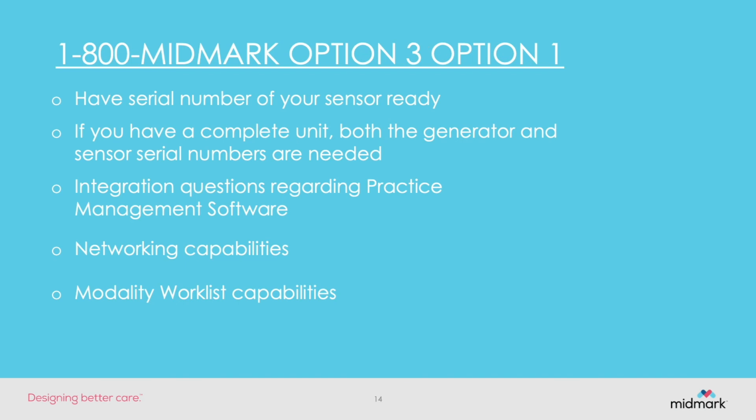Not only can they help you with your upgrades, they can also help you with several other things. Once you make a call to 1-800-MIDMARK for technical support, have your serial number of your sensor, or if you have a complete unit where the sensor plugs into the arm of your X-ray, have both serial numbers of your generator and your sensor handy so that they can get into your account and document everything that you're doing together.